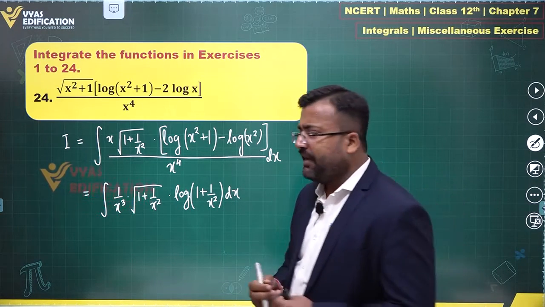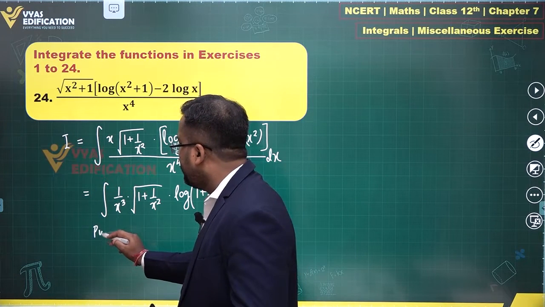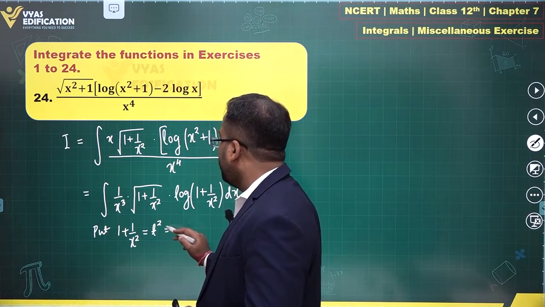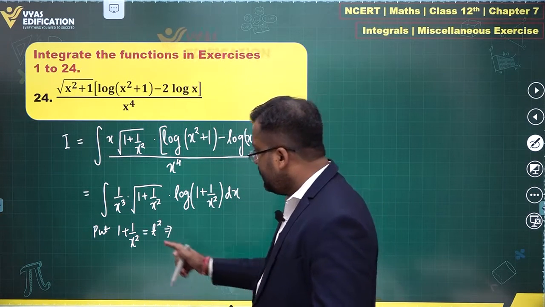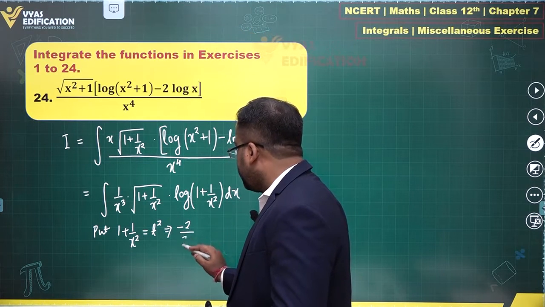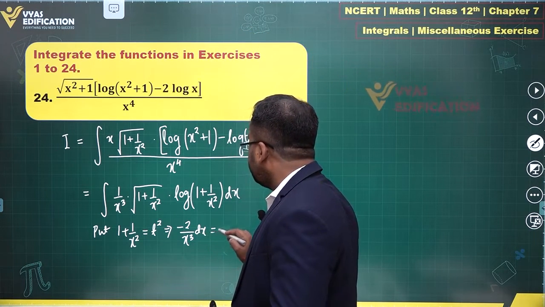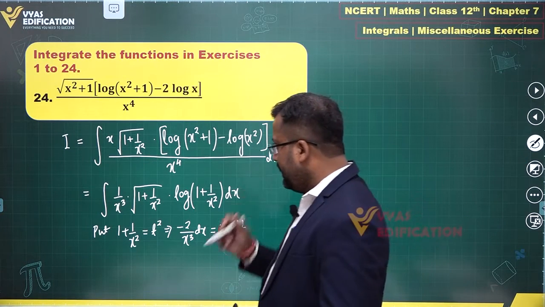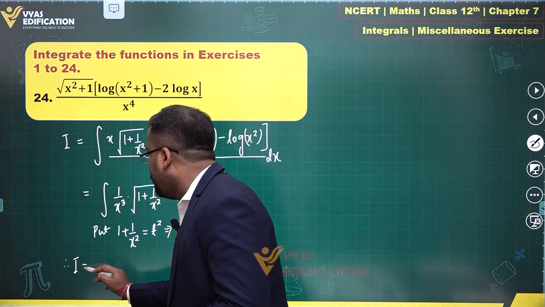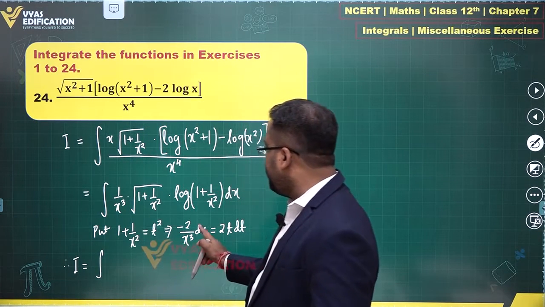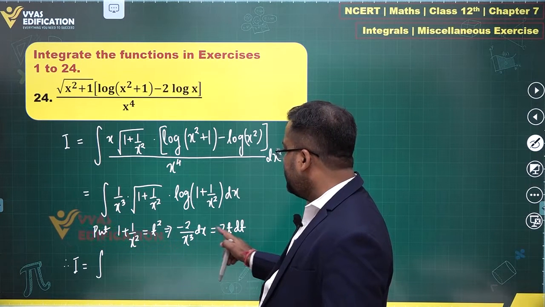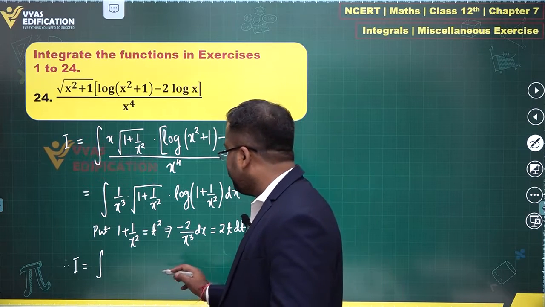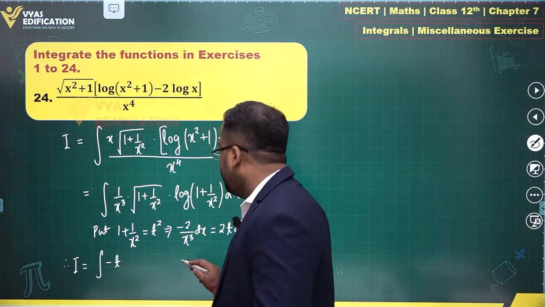Or to be more pragmatic, what you can do is I can put 1 plus 1 upon x square as t square. How does that help? So the derivative is minus 2 upon x power 3 dx, which is equal to 2t dt. Take care of this. This is 2t. Therefore I will become equal to integral of 1 upon x power 3 dx, and 1 upon x power 3 dx is 2t upon minus 2, which is minus t dt. So this becomes minus t dt.